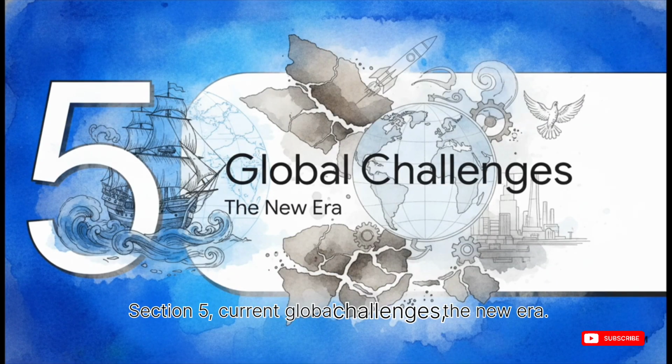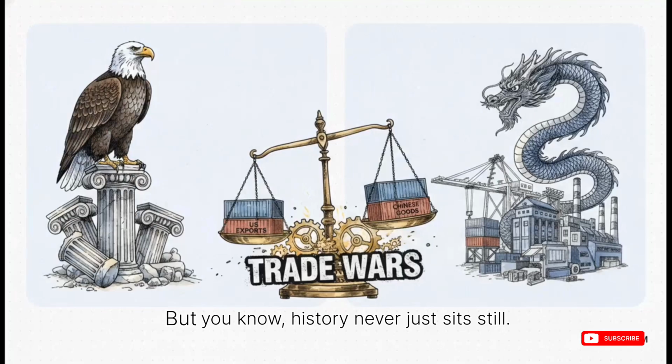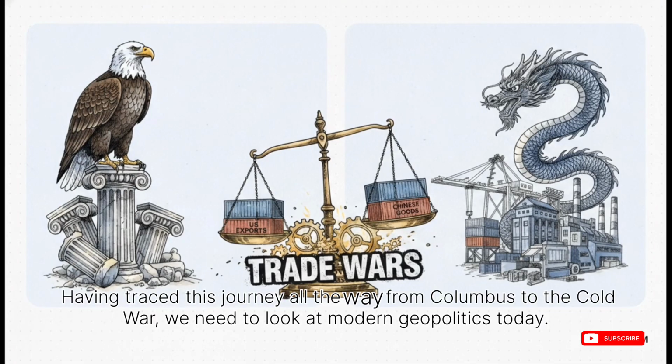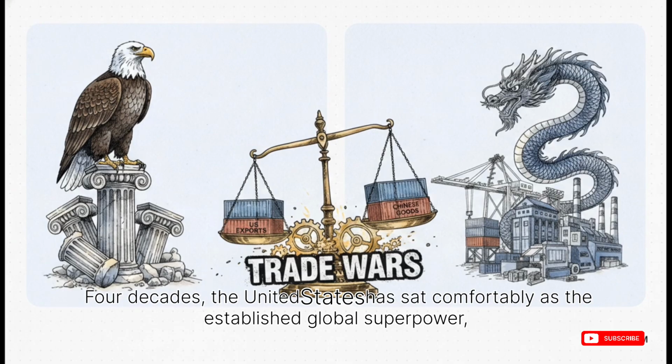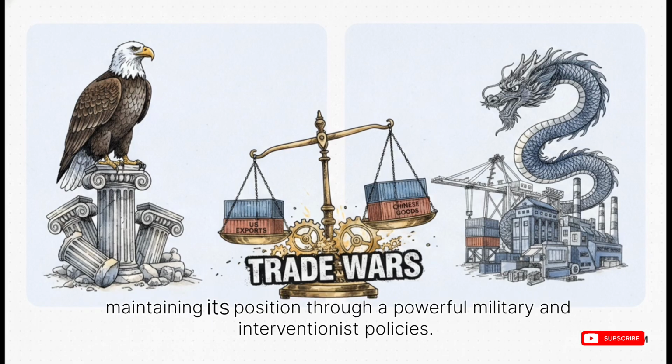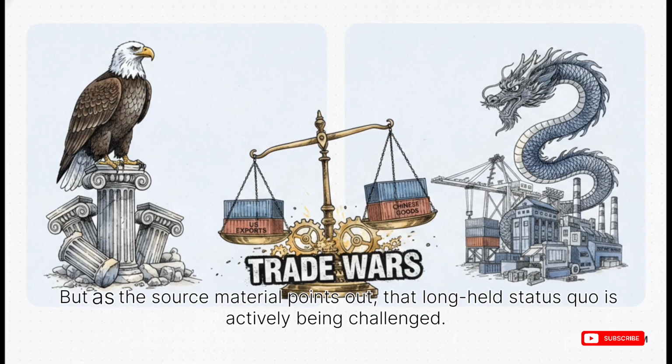Section 5. Current global challenges. The new era. But history never just sits still. We're entering a new era. Having traced this journey all the way from Columbus to the Cold War, we need to look at modern geopolitics today. For decades, the United States has sat comfortably as the established global superpower, maintaining its position through a powerful military and interventionist policies. But as the source material points out, that long-held status quo is actively being challenged.